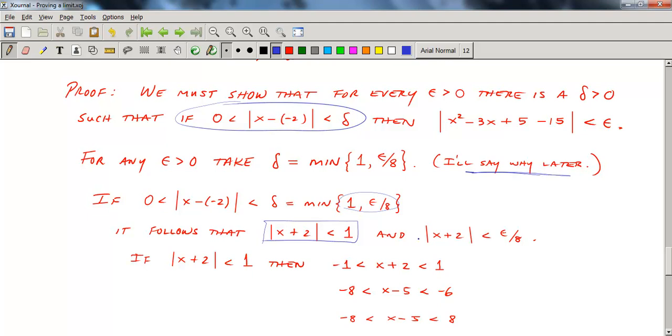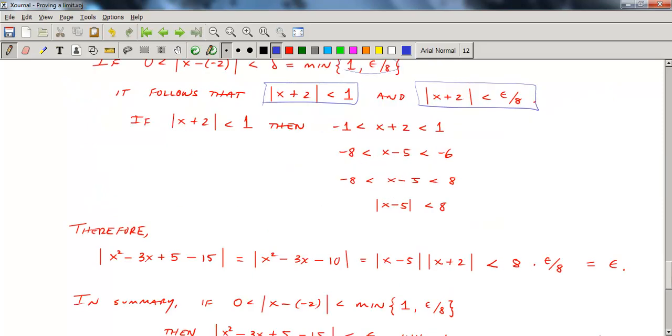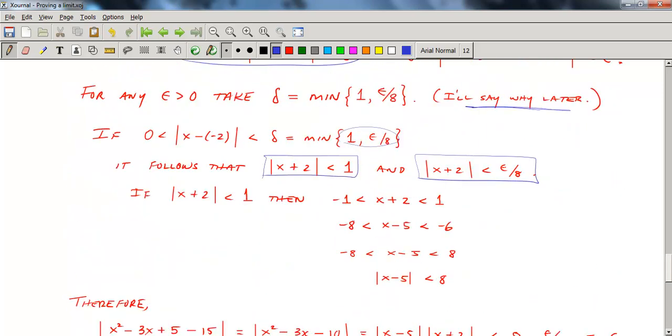But it is also true, since delta is the smaller of these two, that the absolute value of x plus 2 will be smaller than epsilon over 8. So saying that delta is the smaller of 1 and epsilon over 8 actually gives us two inequalities, both of which are true. And we're going to need both of them. Going back up here.